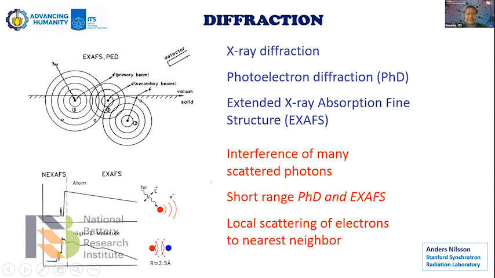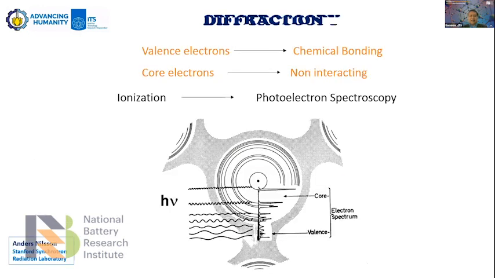Okay, these are some experiments people do with X-rays. Like this is EXAFS, local scattering of electrons to nearest neighbors. Probably some of our research deals with the local structure, as we put in our title for this tutorial. Then with photoelectron spectroscopy, we can deal with valence electrons, chemical bonding like hybridization, type of bonding and so on. And probably in our presentation, we give some examples of this. Also core electrons, which are non-interacting.